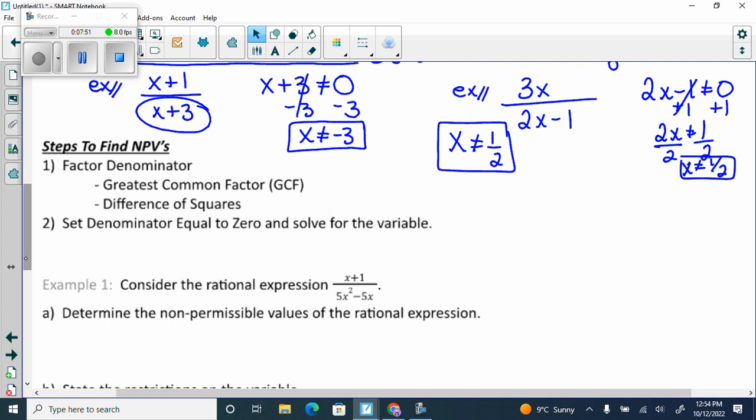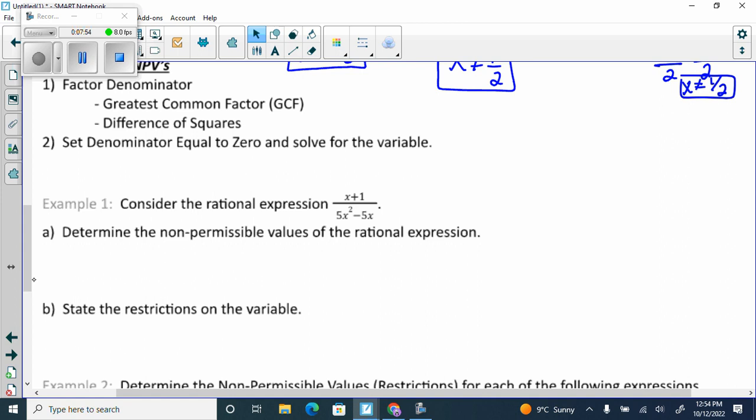So here, this one has example 1. Consider the rational expression x plus 1 all over 5x squared minus 5x. So the first thing I have to do is, I'm going to rewrite it here. It wants the non-permissible values, x plus 1, and then 5x squared minus 5x. I can keep the top the same, because it doesn't really matter what the top has, because the numerator has nothing to do with non-permissible values, right? The denominator, is there something I can do? GCF or difference of squares? Yeah, what could I do?